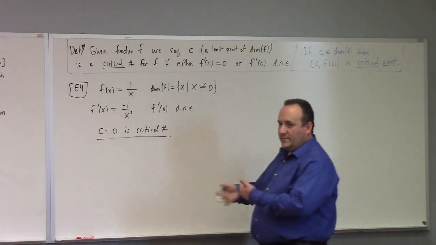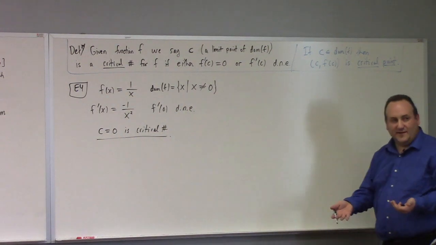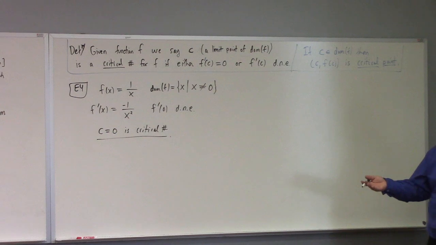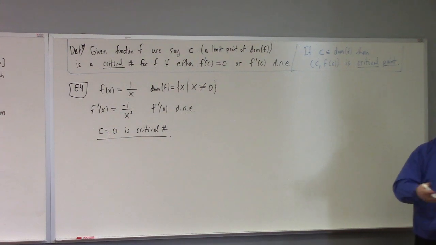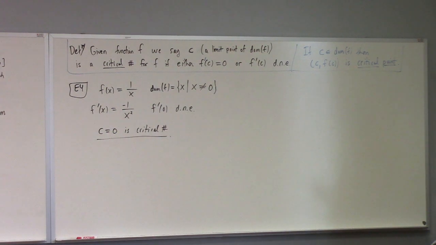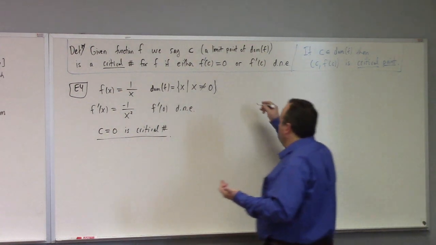But there is no critical point on the graph, right? Because 0 is not in the domain, I can't plug 0 in. It's not a critical point. Critical number, but not critical point. See the difference? Example 5, well, maybe we'll see the difference.